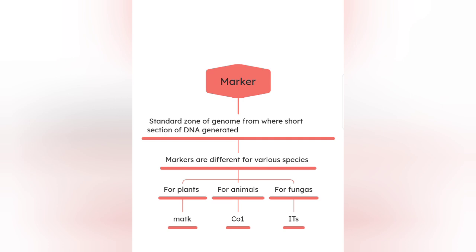So markers are different for various species. In case of plants, this marker is MATK. In case of animals, this marker is CO1. And in case of fungi, the marker is ITS. These MATK, CO1 and ITS are nothing but the markers from which barcodes are generated, and this barcode is used in DNA barcoding to identify the organisms.